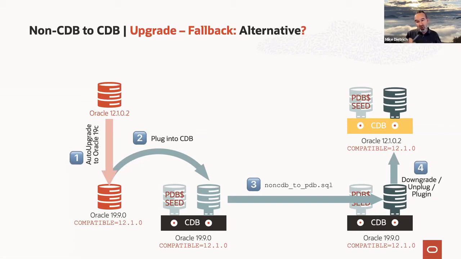Now we do the third step, non-CDB to PDB. Still the CDB is the same, no change here. And then if I need to fall back now, I have the yellow CDB prepared, which is a 12.1.0.2 CDB and has compatible also 12.1.0.2. So I can unplug now and plug back in. What would you get here? You would get a PDB. So you can't leave the universe of PDBs anymore. That's given, that's set. But you are back in 12.1.0.2.